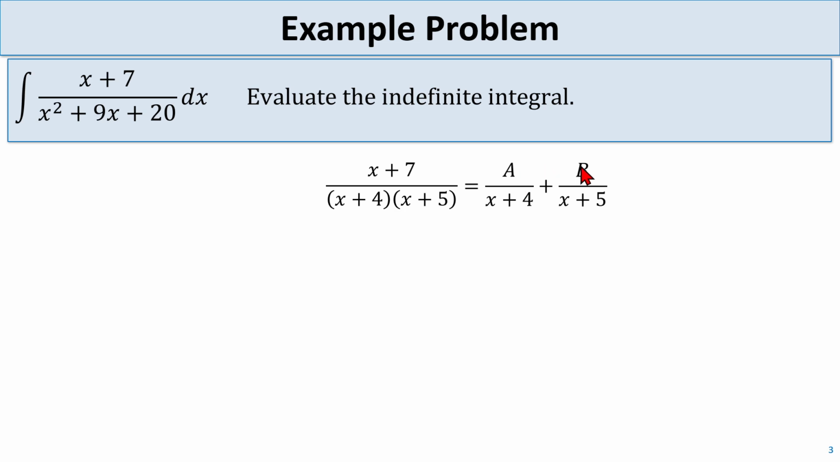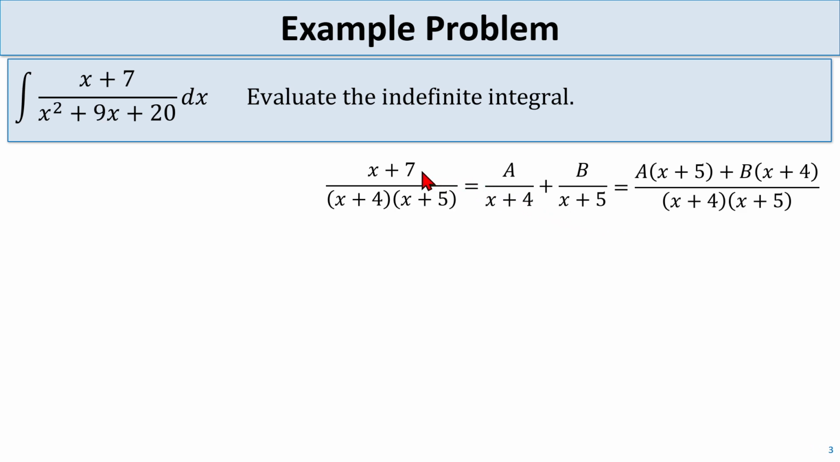In order to figure out what those coefficients are, we're going to need to recombine this into a single fraction. After I recombine it into a single fraction, I had to multiply the first term by (x + 5), since it was missing (x + 5) from the denominator. And I had to multiply the second term by (x + 4), because it was missing (x + 4) from its denominator.